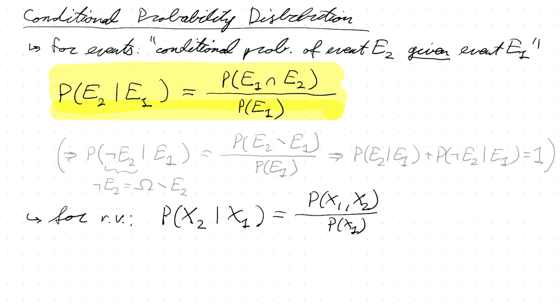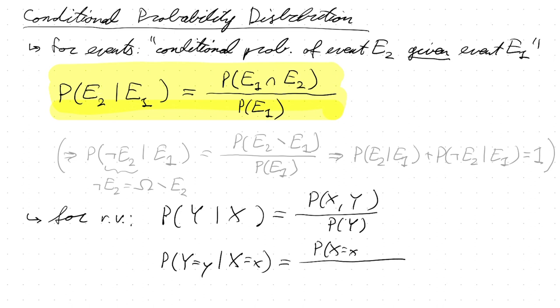So again, what does this mean? This is an equality between functions. Let me actually call them X and Y, so it's less confusing because we used X and Y before. So P of Y given X is the probability of X and Y divided by the probability of X. And this is just a shorthand notation for saying P of Y equals little y given X equals little x is the joint probability of X equals little x comma Y equals little y divided by P of X equals little x. Again, pretty much the same definition, but important.